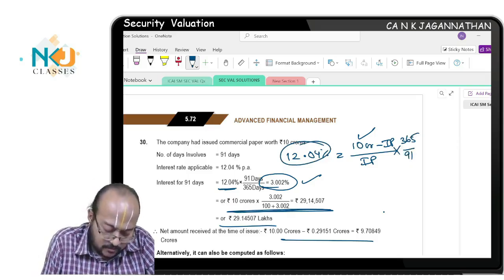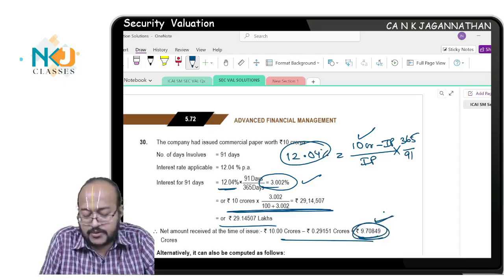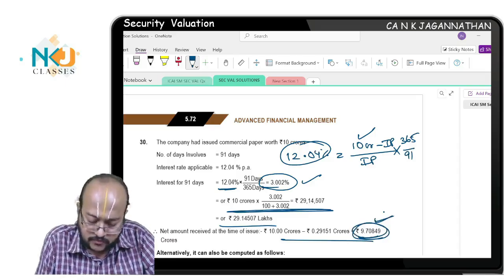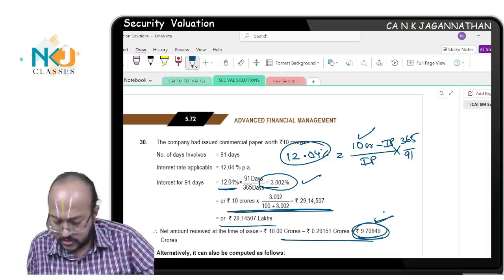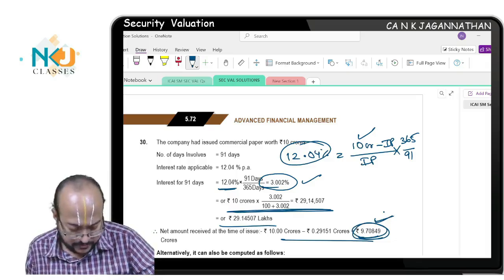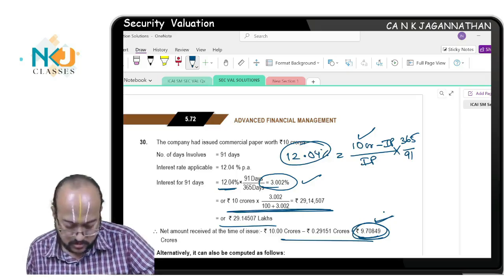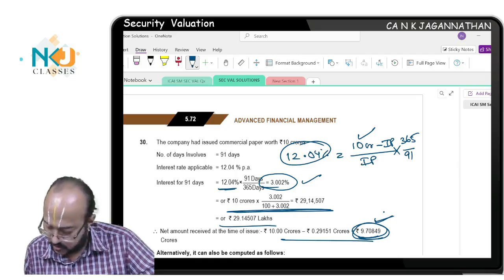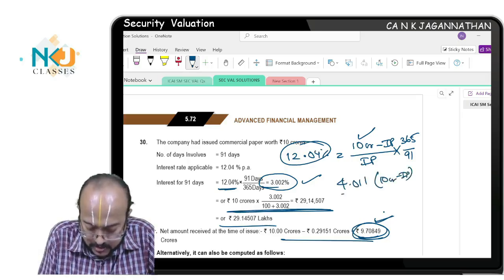The answer is 9.70849. Shall we try solving this? Okay, wait a second. Please wait, we will solve whether we are getting it or not. Just to verify: 10 crore minus issue price into 365 divided by 91, which is 4.011, into 10 crore minus issue price divided by issue price.